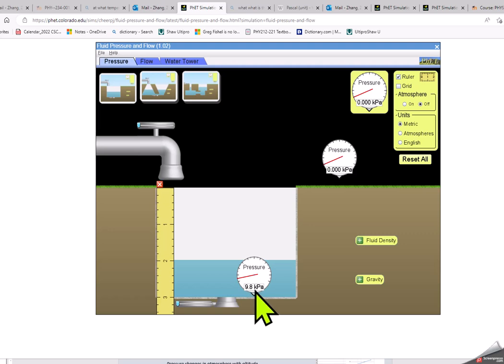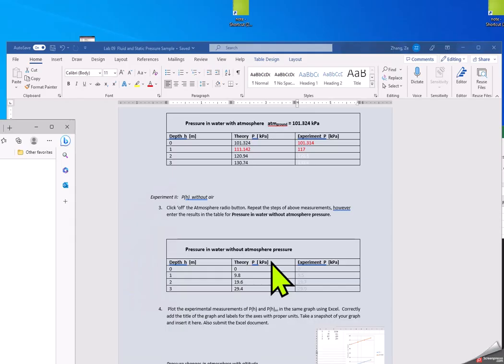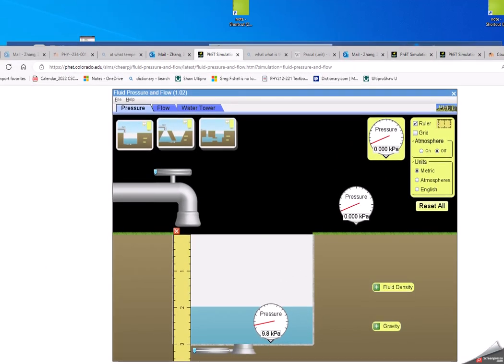So of course you put that into the table. You put into the table 9.8 and 19.6 and 29.4. So that's the theory calculation we already have. Experimentally, you're going to see what you get. Of course, obviously it's going to be the same, but I just want to show you how it is. So now 2 meters, so it doubles, because that's the weight. So it's 19.6, and 3 meters, and see how accurate you can be. So it's tripled.